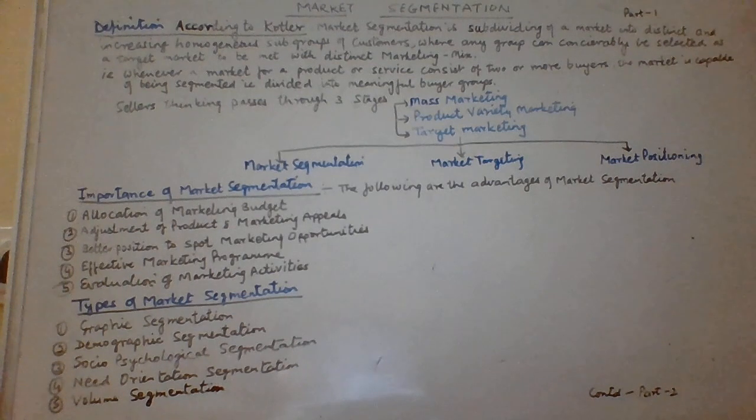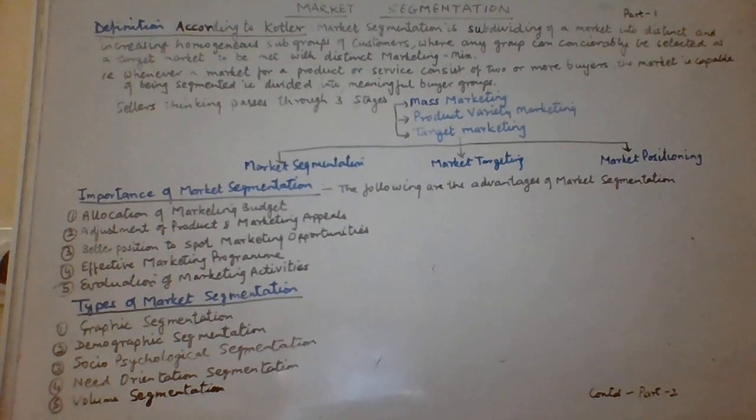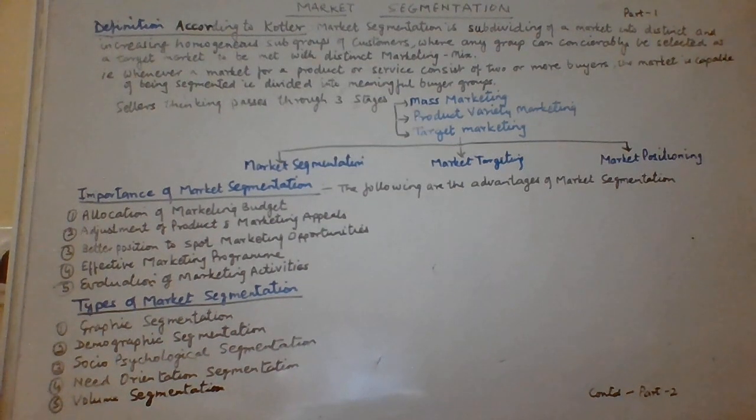Now, we have discussed in the earlier videos also the marketing mix, popularly known as the 4Ps, that is product, price, promotion, and place. So the different combination of the 4Ps can therefore be specific for a particular market, which we call a target market. So whenever a market for a product or service consists of two or more buyers, the market is capable of being segmented, that is, divided into meaningful buyer groups.